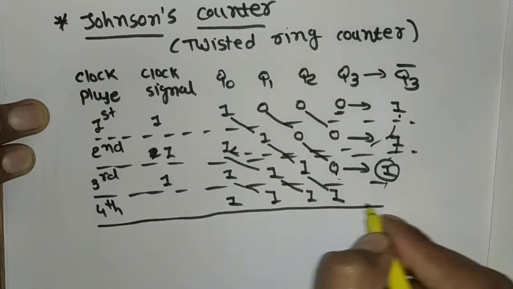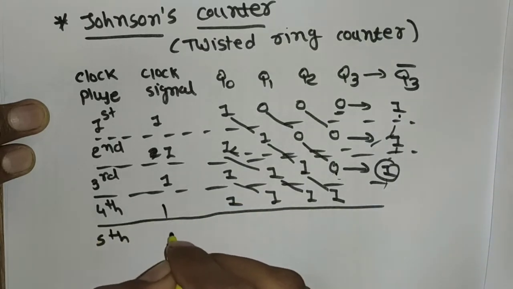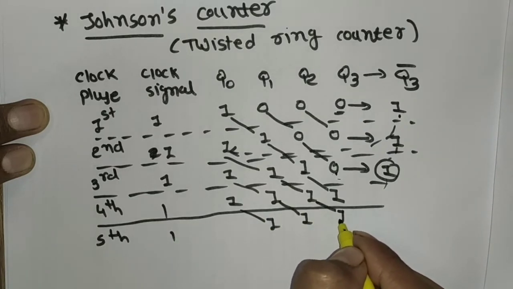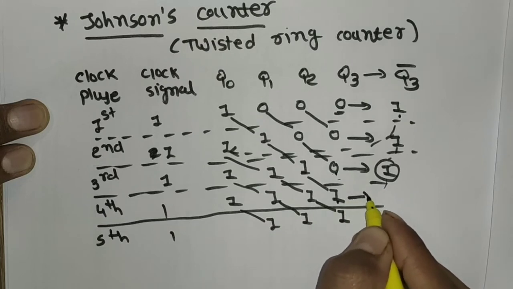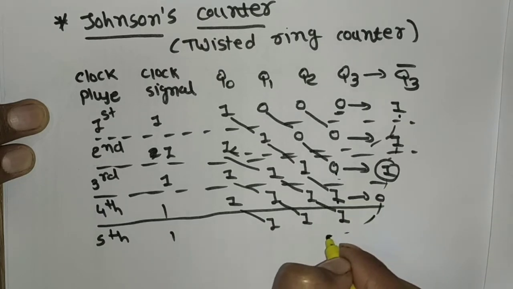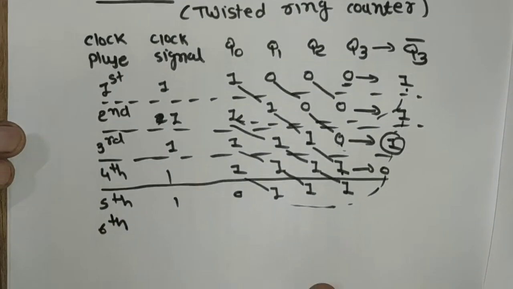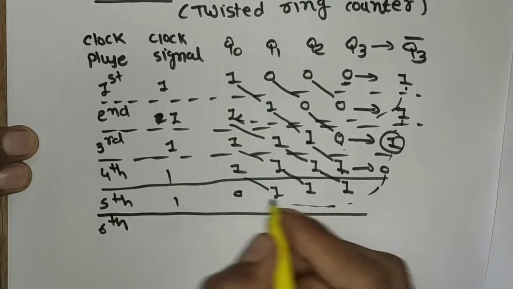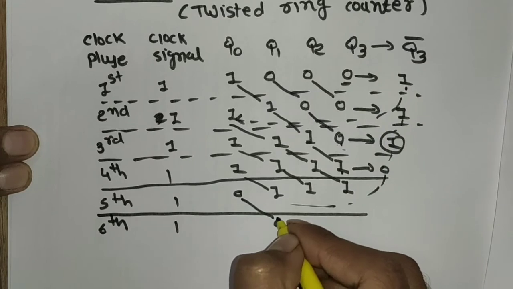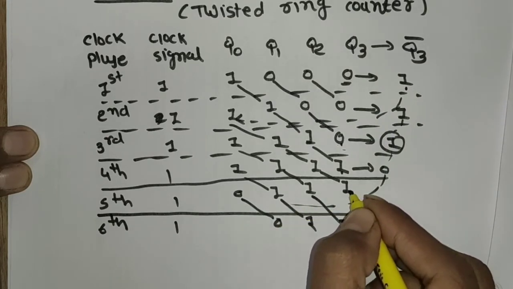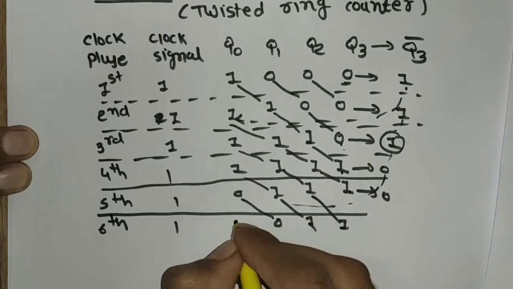Now fifth clock pulse, again that 1 is shifted to here, this 1 is shifted to here, this 1 is shifted, and 1, the complement of 1 is 0, and that can be shifted to here. Now the sixth clock pulse, again 1, that 0, that 1, this 1, and the complement of 1 is again 0, so that can be shifted to here.